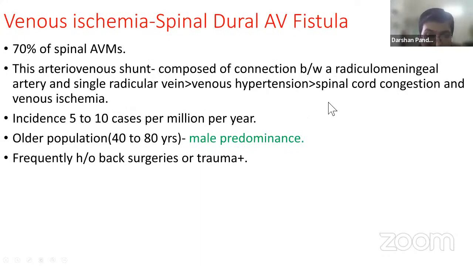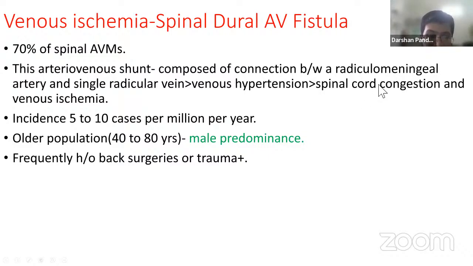Second is venous ischemia. Spinal dural arteriovenous fistula is the most common in that. 70% of spinal vascular malformations are spinal dural arteriovenous fistulas. It's an arteriovenous shunt composed of a connection between a radiculomeningeal artery and a single radicular vein, which will lead to venous hypertension. It will lead to spinal cord congestion and ultimately ischemia.